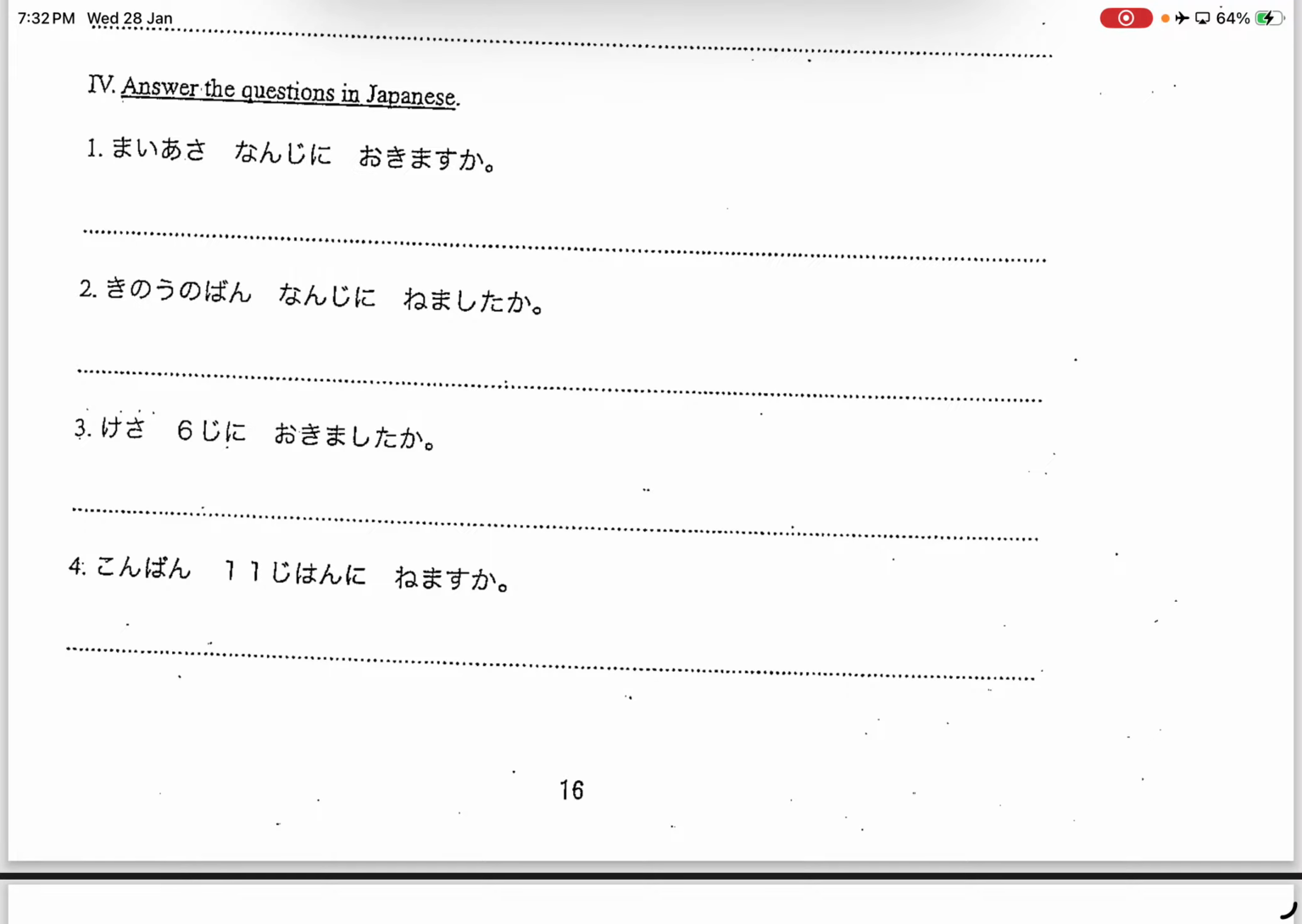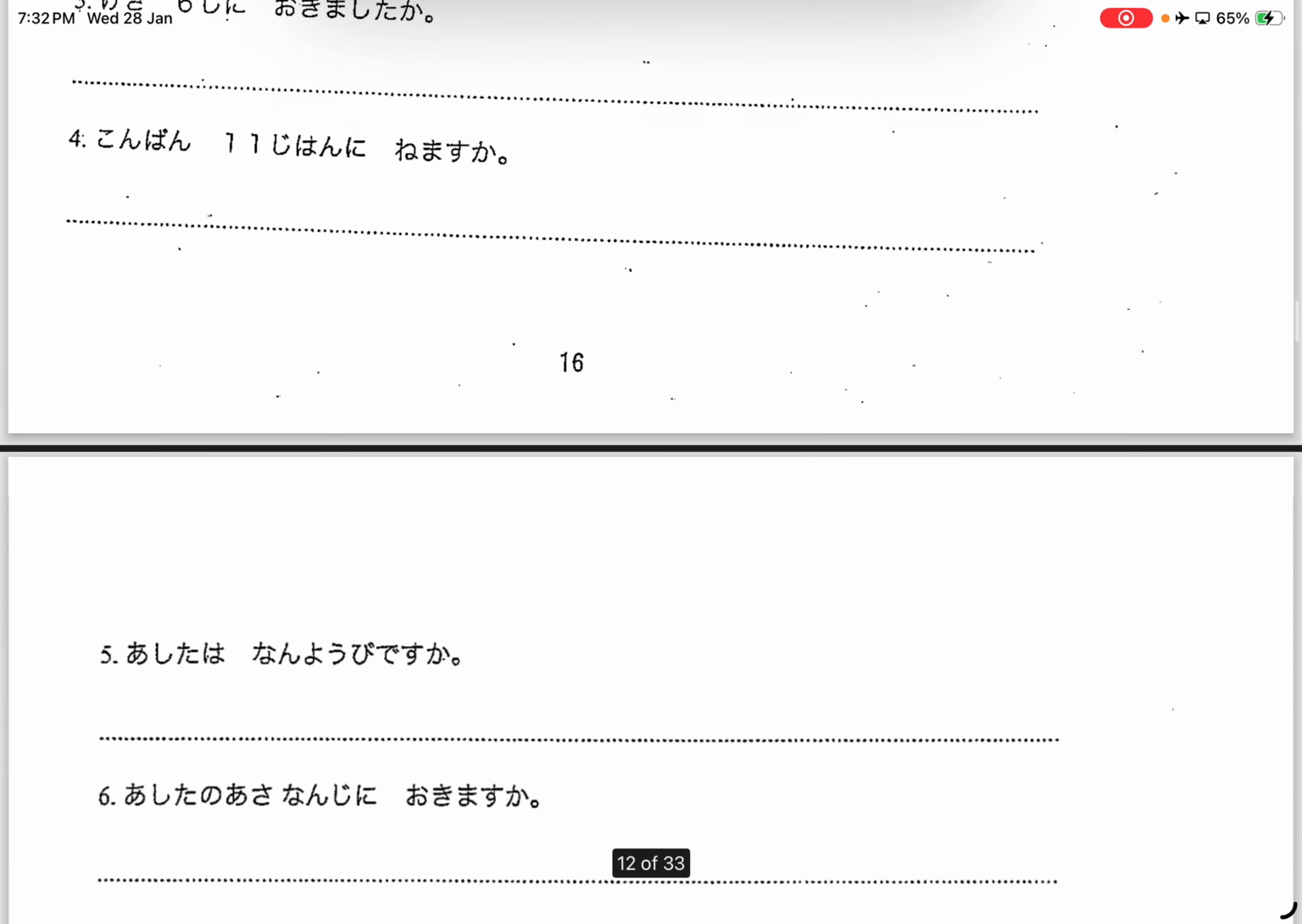Okay, number 3. 今朝6時に起きますか? 起きましたか? はい、6時に起きました。 Okay, good. はい、今朝6時に起きました。 Alright? はい、そうです。Also can. Remember, this just refers to everything that was asked before. Number 4. 今晩11時半に寝ますか? はい、毎晩11時半に寝ます。 Thank you, very good.